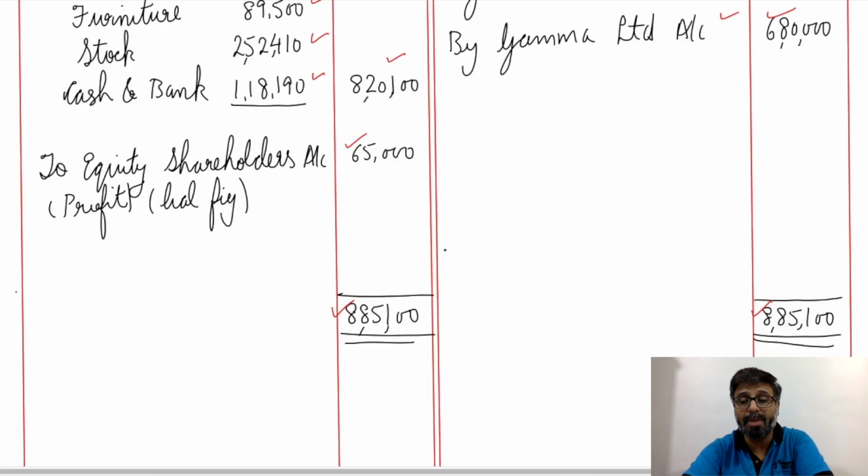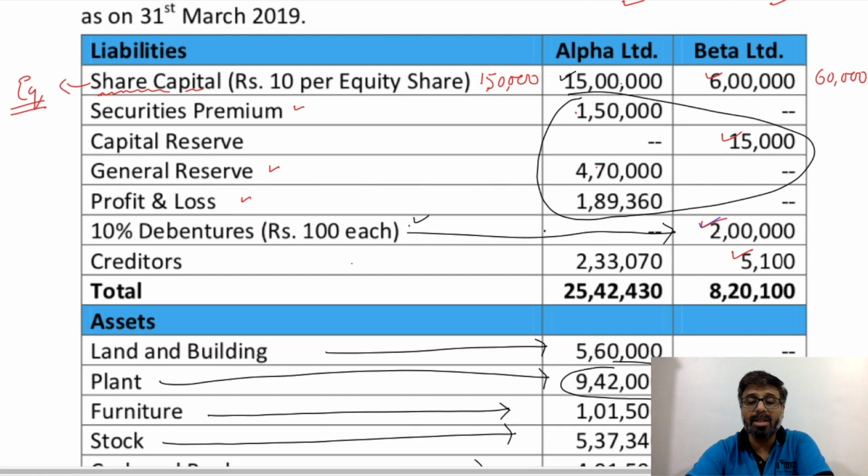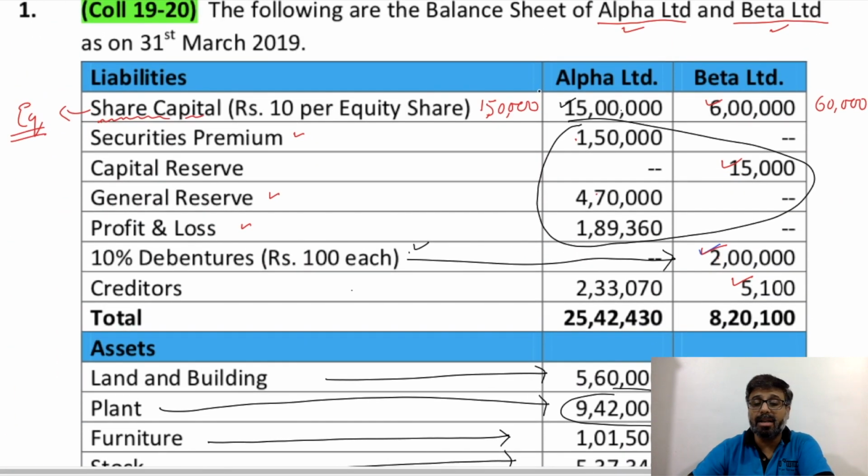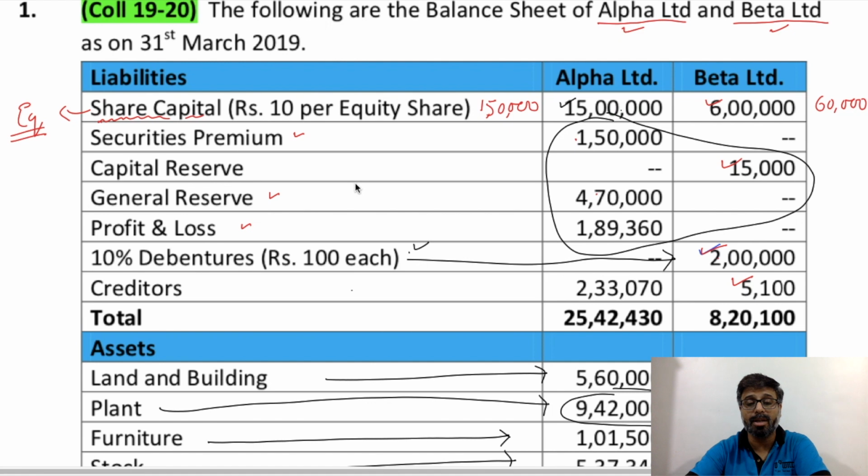Now all of you understand one thing. Before we debit this to P&L account, both the companies already have this circled amount of reserves. All of you can see here. What amount of reserves? This reserves: 1,50,000 of security premium, 15,000 of capital reserve, 4,70,000 of general reserve, and 1,89,360 of profit and loss account.